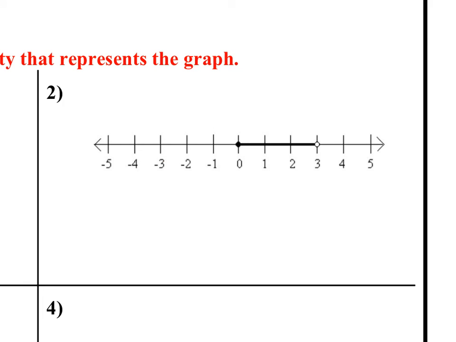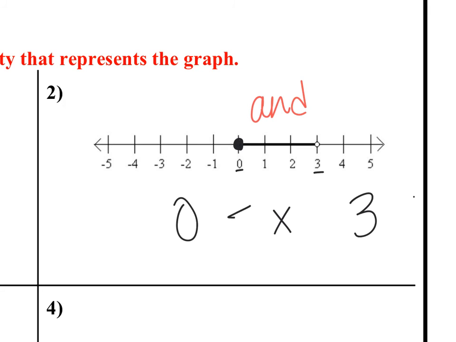Let's look at number 2. This is the barbell shape, so again we have an and inequality. The x goes in the middle, and then your two numbers, smallest to greatest, 0 and 3. My signs always face to the right when we write compound inequalities. Since this one is a closed circle, it should be or equal to. Since this one is an open circle, it should be with no equal sign.